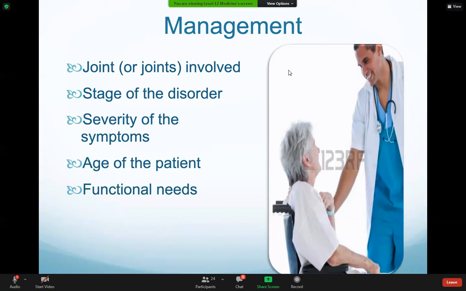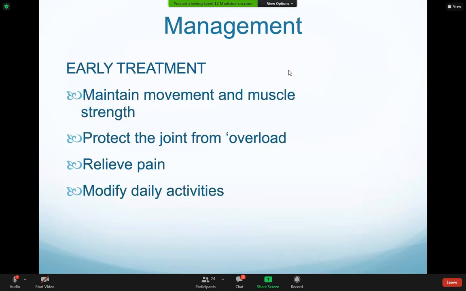How do we manage osteoarthritis? It depends on the joints involved, the stage of the disease, severity of the symptoms, age of the patient, and functional needs. So early treatment, we want to maintain movement and muscle strength, so range of motion and muscle strengthening. We protect the joint from overload and relieve pain, and we modify daily activities. So we ask the patients not to sit in positions of deep flexion for long times, try to avoid stairs, and try to decrease weight.